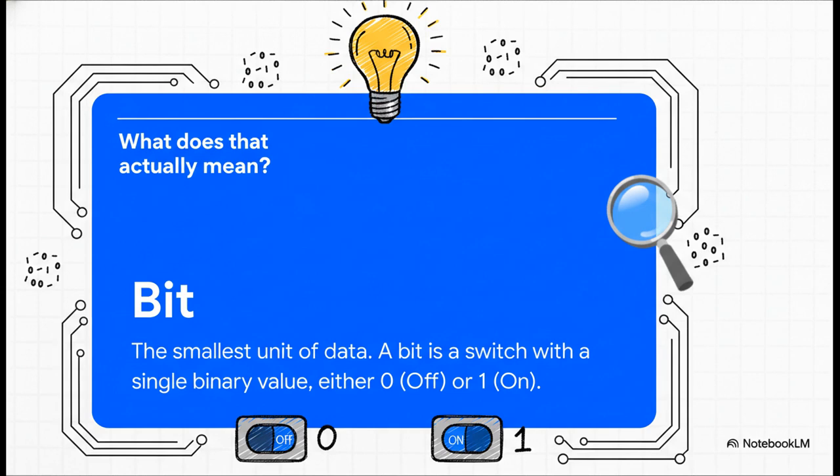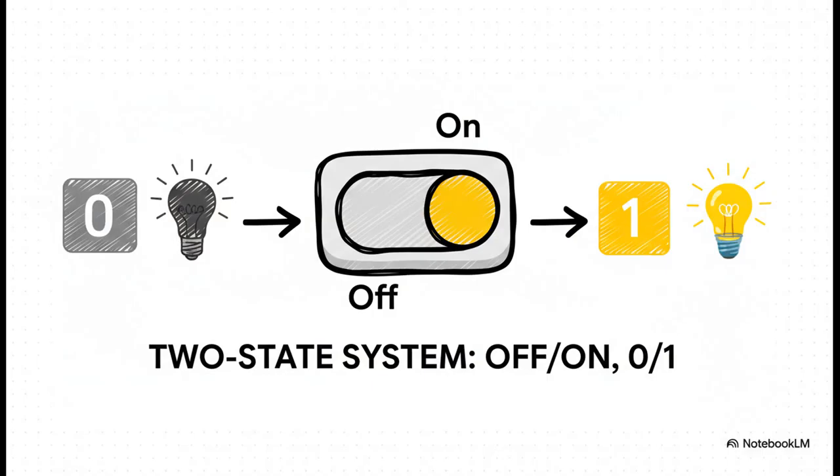That's it. Simple, right? But what does that actually mean in the real world? What does it look like? Honestly, the best way to think about a bit is to picture a simple light switch. Seriously, it can only be in one of two states, right? It's either off or it's on. All we do is give those states a number. We say off is 0 and on is 1. And that's all a bit is, just a simple two-state system, off or on, 0 or 1.